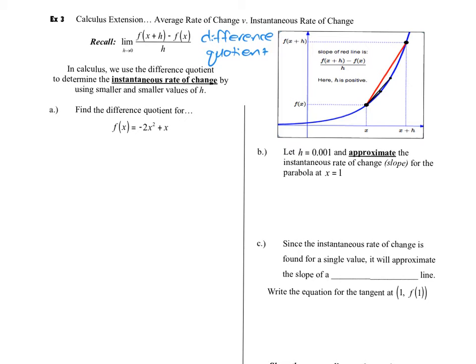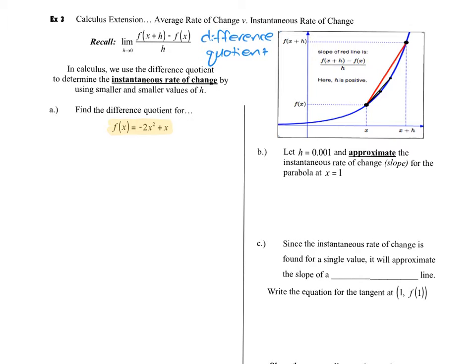Jumping into our algebra and our difference quotient, you'll notice that the equation we're going to work with on this page is the exact same parabola that we were working with in the previous video. So we can extend that same idea. If you didn't watch that video, you might want to go back and watch how we did our average rate of change.